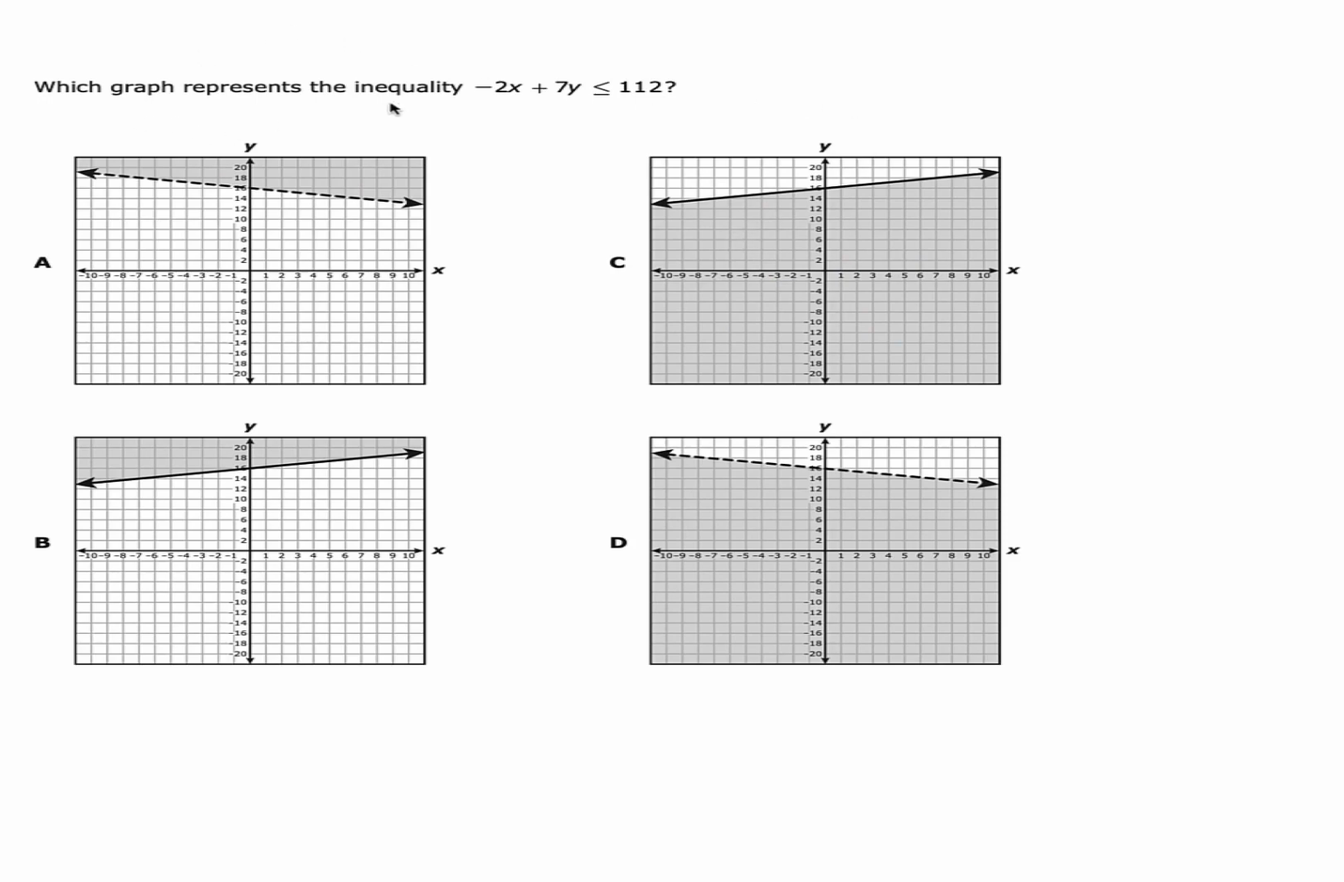Which graph represents the inequality negative 2x plus 7y less than or equal to 112? Who do we look at? The inequality symbol. So you have less than or equal to, we're looking for the solid line. Because it's less than or equal to, the shading has to be below. We can eliminate A and we can eliminate D. Who's shaded below? Here. So your answer is C.